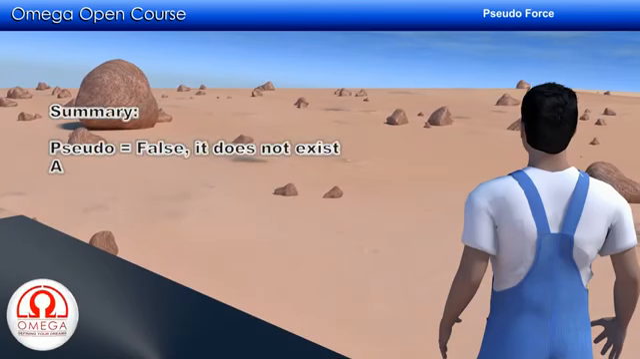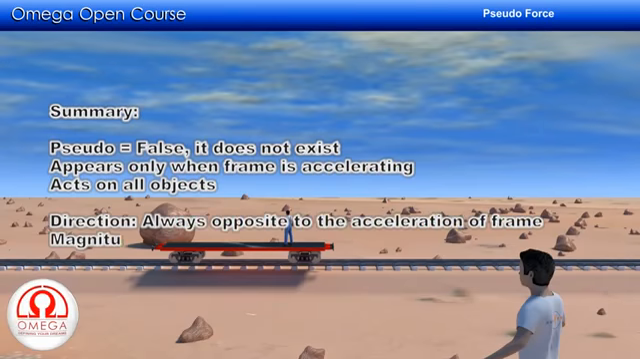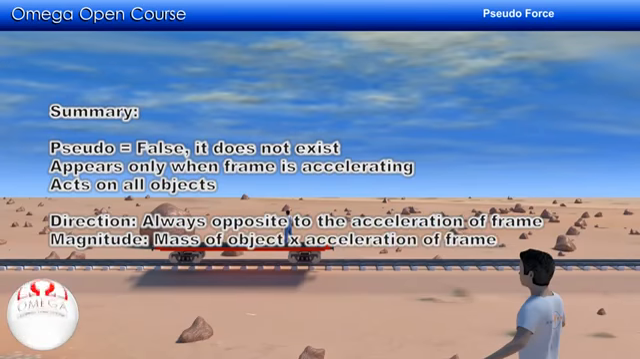To summarize, pseudo force does not really exist. It appears only when our frame of reference is accelerating. Its direction is always opposite to the direction of acceleration of the frame, and its magnitude is always equal to the product of the mass of the object and the acceleration of the frame.